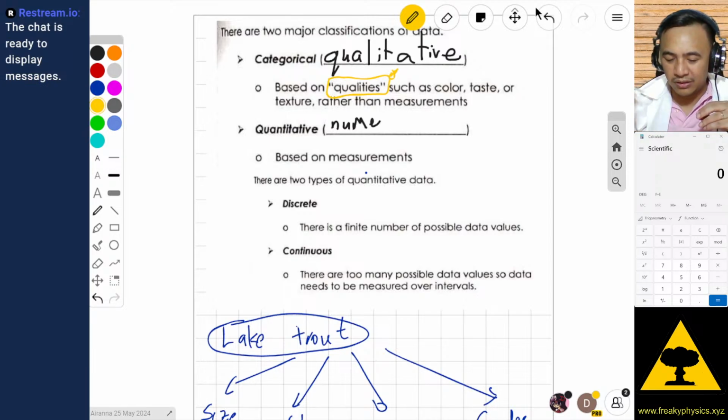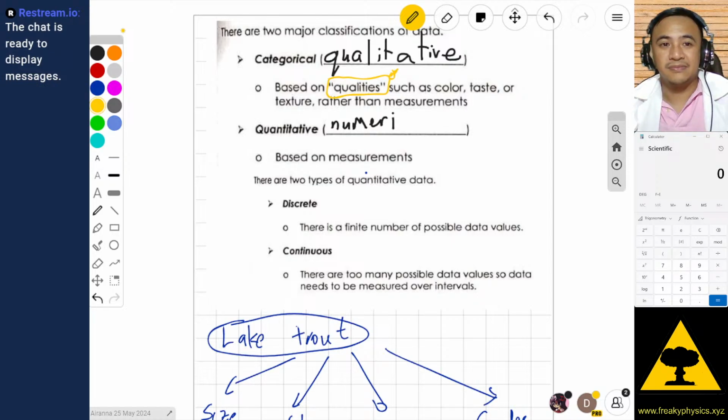Right. So that's the whole idea between these two.